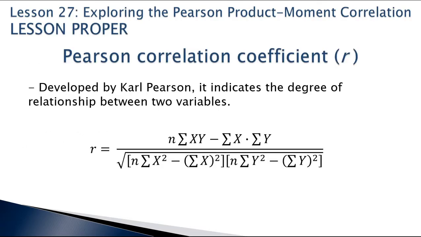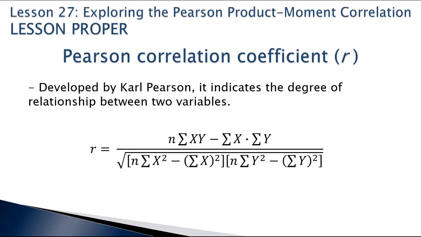Now, for the lesson proper, here's the formula for the Pearson correlation coefficient, or r. The Pearson correlation coefficient was developed by Karl Pearson. It indicates the degree of relationship between two variables. So, this is its formula. Do you need to memorize it? Yes, as much as possible, it should be memorized.